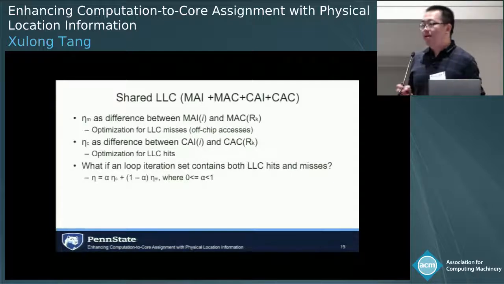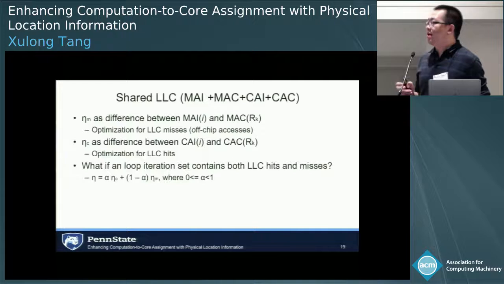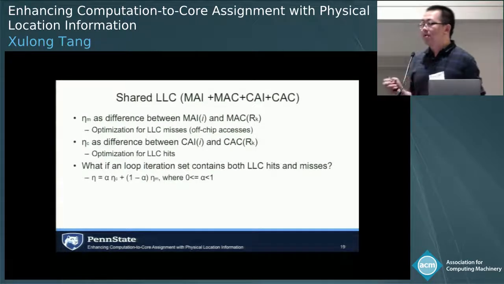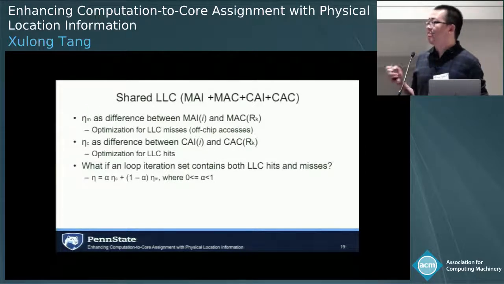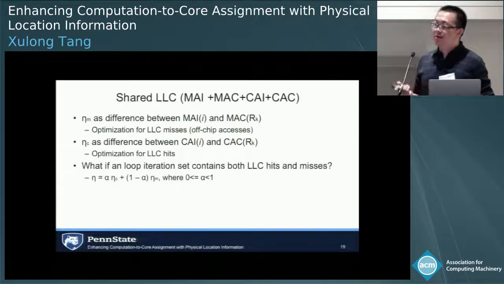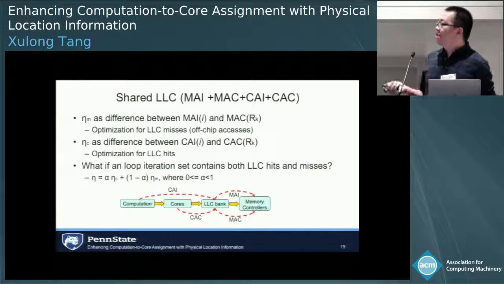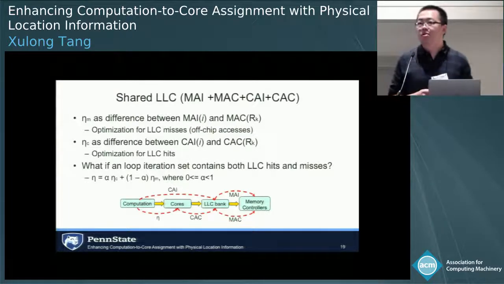And in reality, it's very normal that in a loop body, some of the accesses are going to hit in the cache, and some of them are going to miss. So we need a weight factor here, which is alpha, and we define our final function eta as alpha eta c plus 1 minus alpha eta m. And alpha is between 0 and 1. So basically, eta captures the computation-to-core assignment in this diagram.